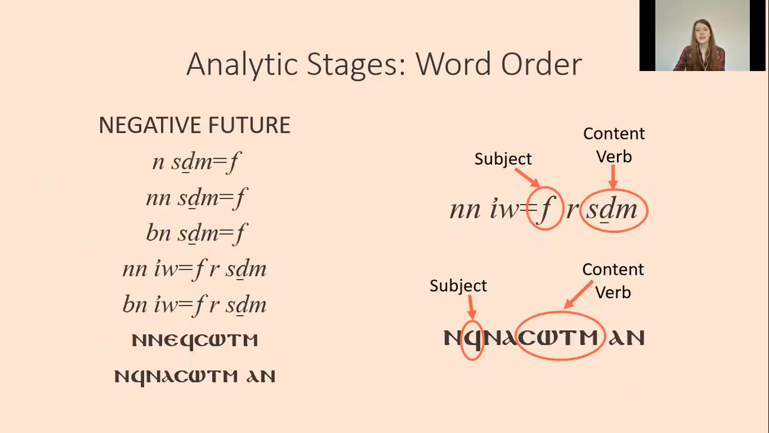However, within the negative future construction, it was in the creation of the first analytic form that the change in word order occurred, caused by the addition of R to become an auxiliary. And as with other constructions, this word order was then maintained throughout the rest of the negative future construction's development, and consequently the second analytic form had the same word order as the first analytic form.